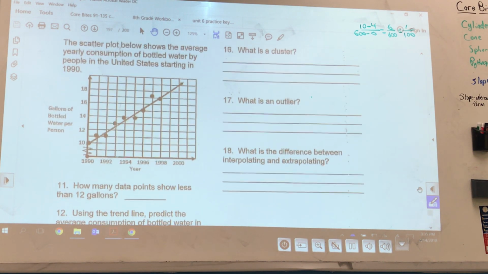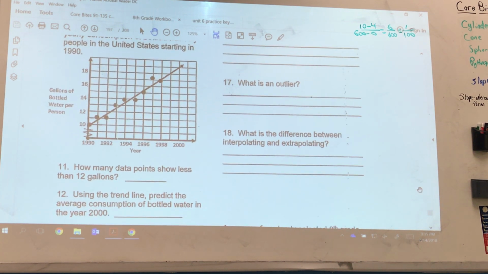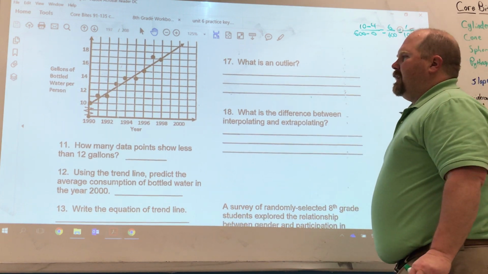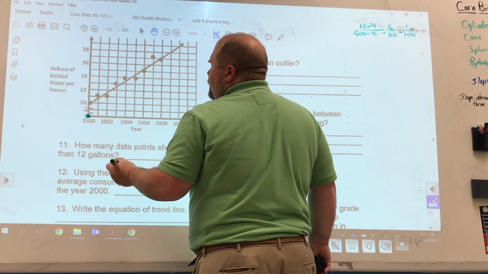Page 2. The scatter plot shows the average yearly consumption of bottled water by people in the United States starting in 1990. How many data points show less than 12 gallons? Alright, please keep in mind that this is just a corner of the graph. It's not actually a data point.